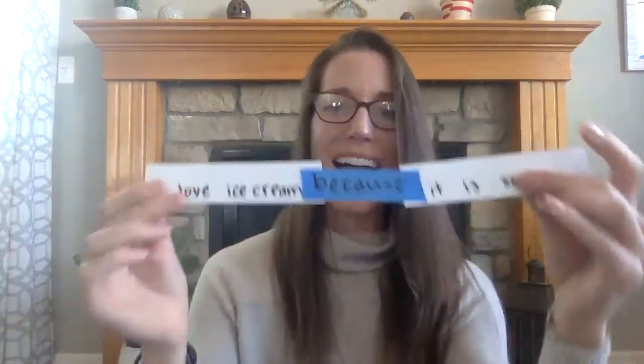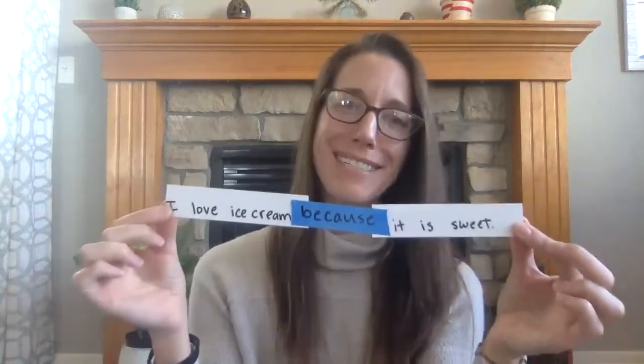So I'm going to write because on my tape. B-E-C-A-U-S-E. Because. And stick them together. I like ice cream because it is sweet. That's my first sentence. Now let's try using one with and.